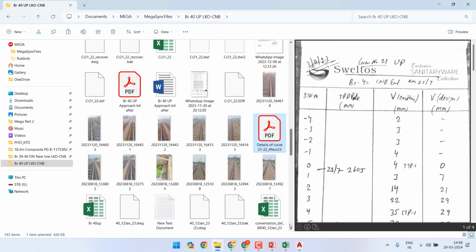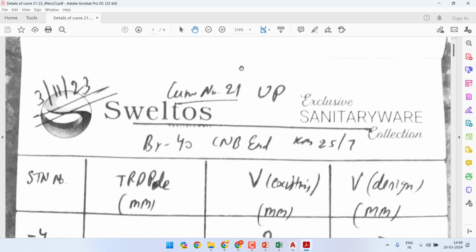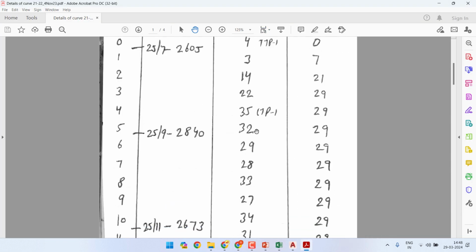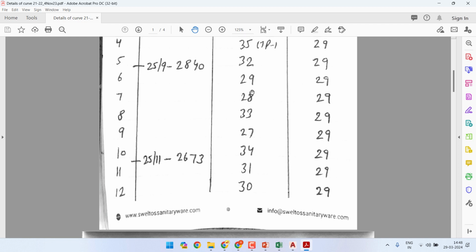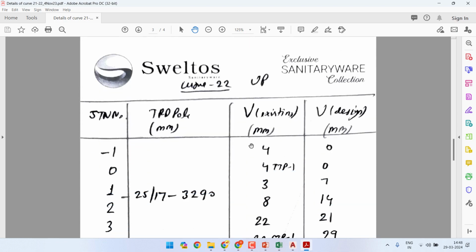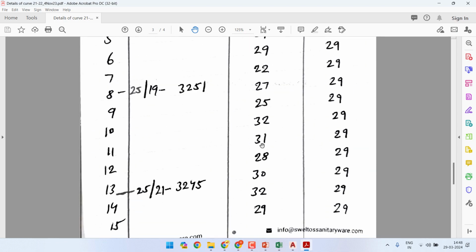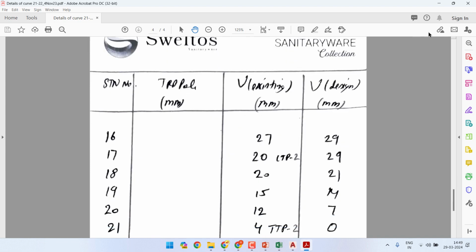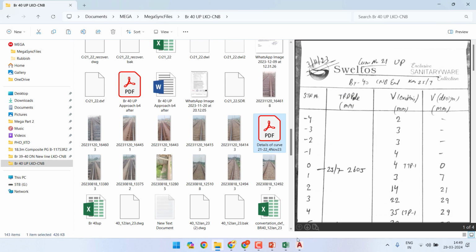So just for reference, we also have the actual versine data, and as you can see, against the ideal value of 28.5 or 29, in some places we have more: 33, 34, 31, 30. So basically the curvature is more, like 31, 32 and then 32, and that is the reason for bulging of the curve.